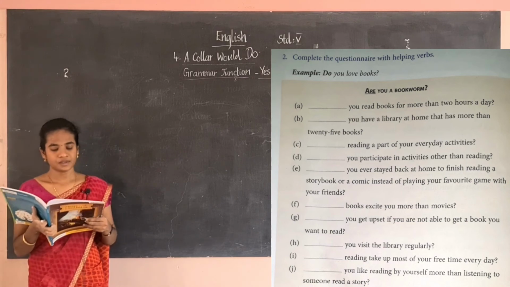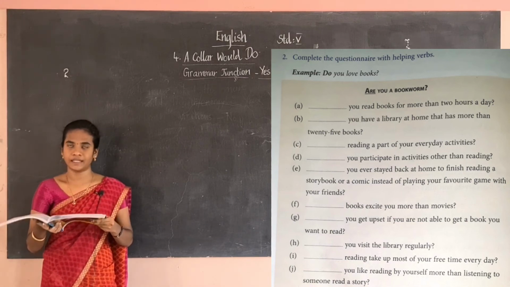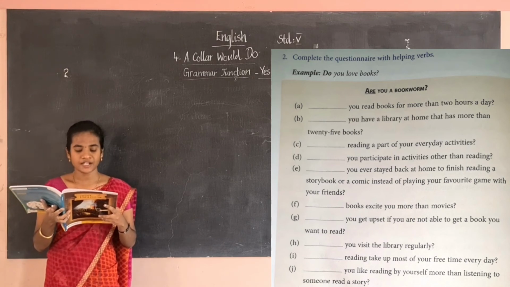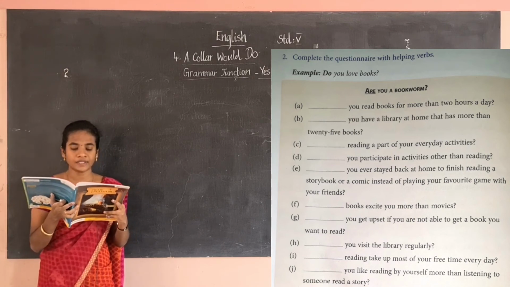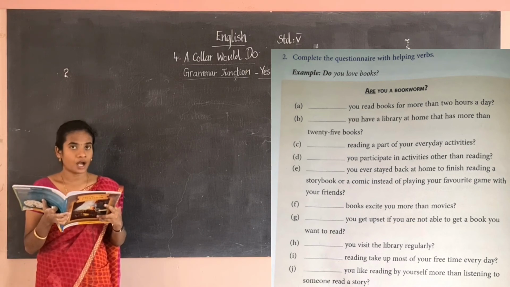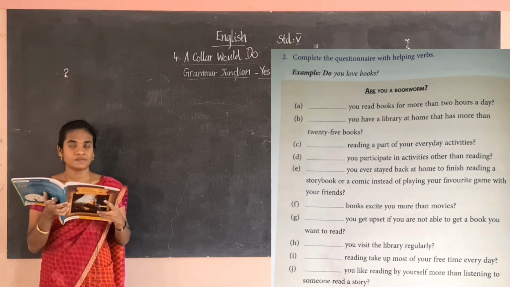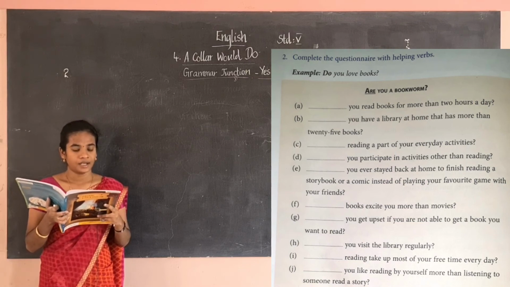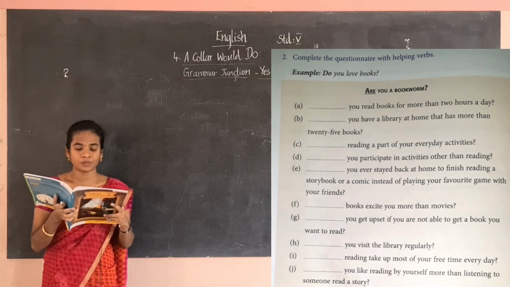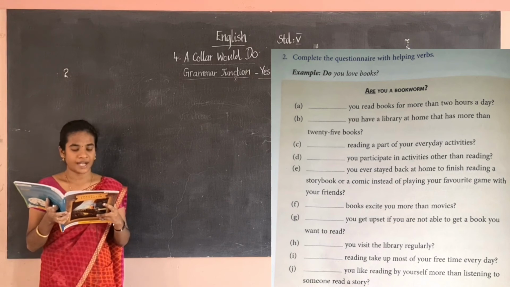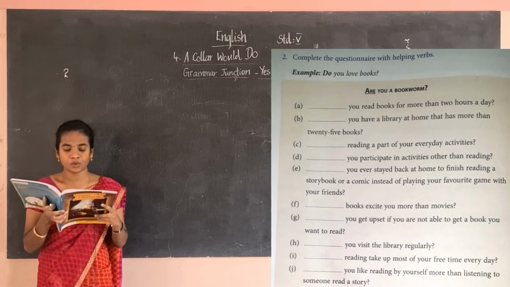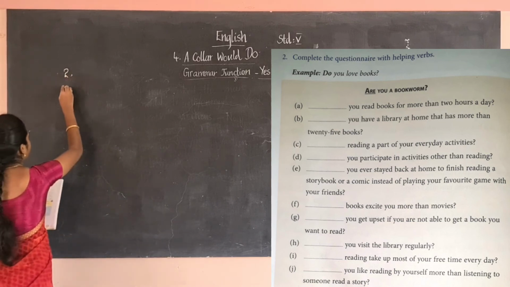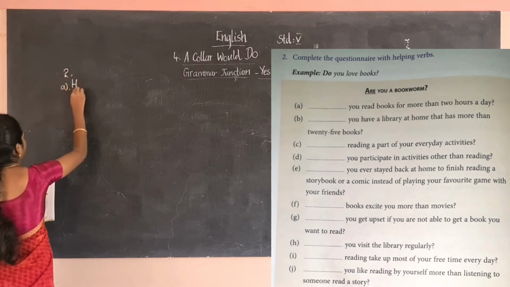The title is, Are you a bookworm? First, A: dash you read books for more than 2 hours a day? You have to fill in the blanks with the helping verbs. What helping verb can we write here? Shall we say, have you read books for more than 2 hours a day? So have is the answer.